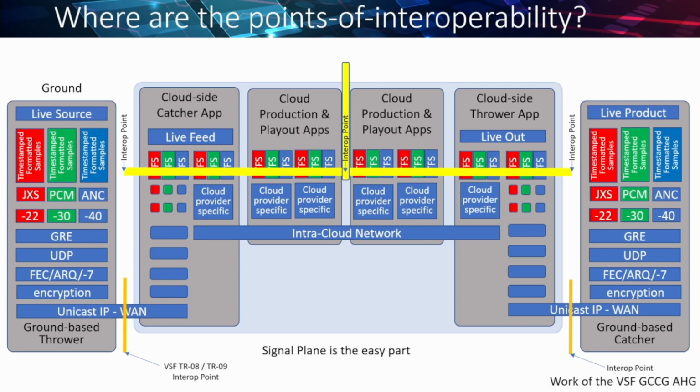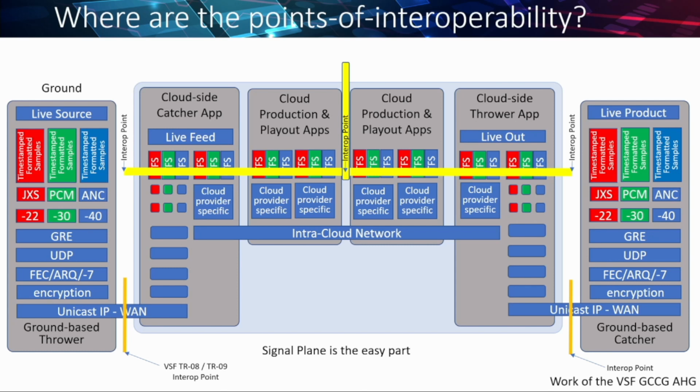Now, if the goal is to get to where, if you build a facility on the ground today, you can buy a switcher from Grass and cameras from Sony and replay from EVS and a router from Imagine and something else from somebody else, and you hook it up and it works. And that's a beautiful thing. We would like to get to that same level of interoperability in the cloud.